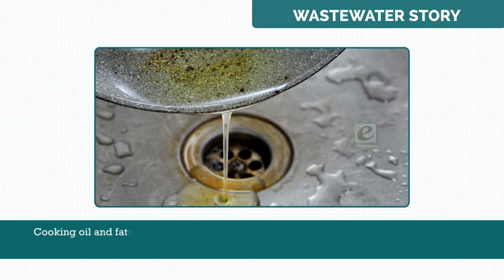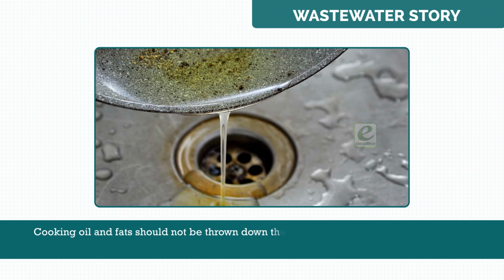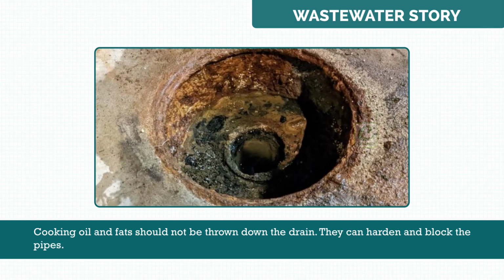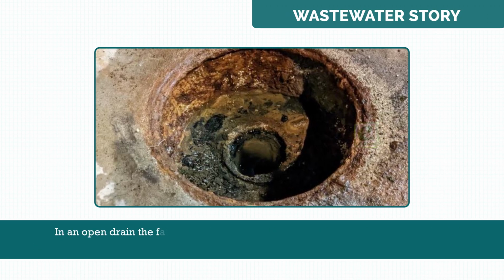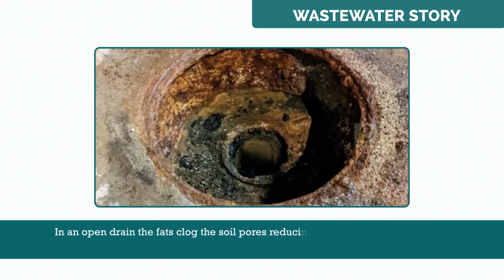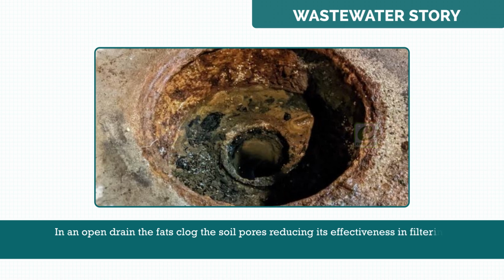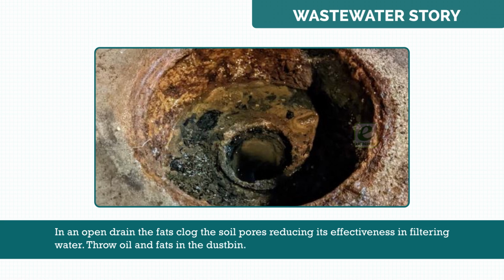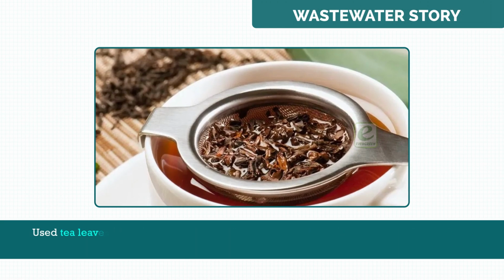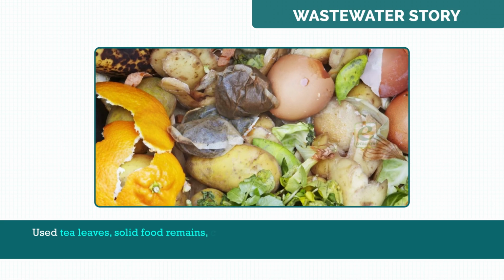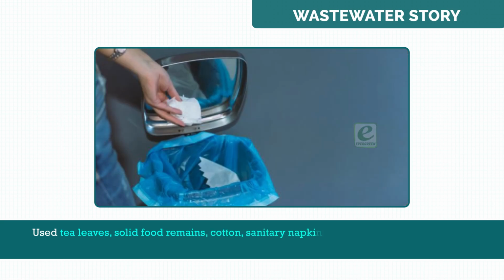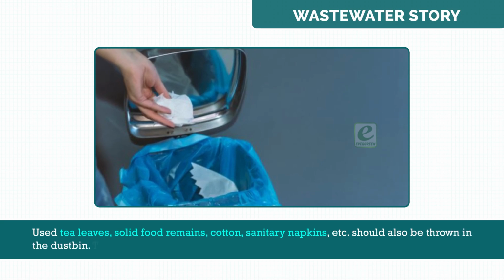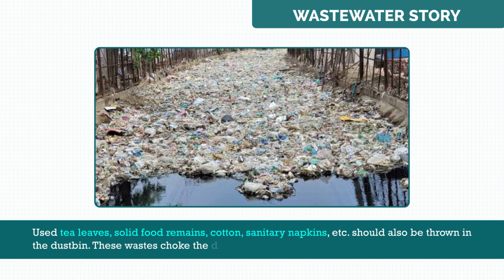Cooking oils and fats should not be thrown down the drain. They can harden and block the pipes. In an open drain, the fats clog the soil pores, reducing its effectiveness in filtering water. Throw oil and fats in the dustbin. Used tea leaves, solid food remains, cotton, sanitary napkins, etc. should also be thrown in the dustbin. These wastes choke the drain.